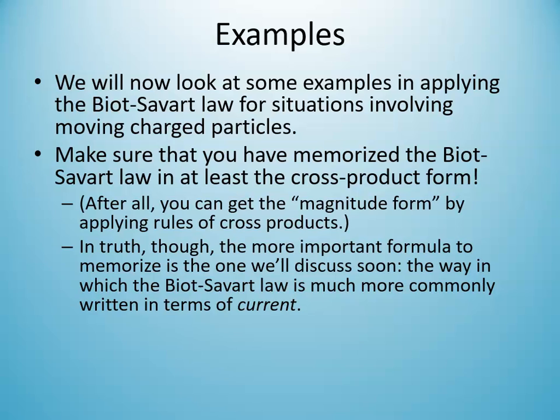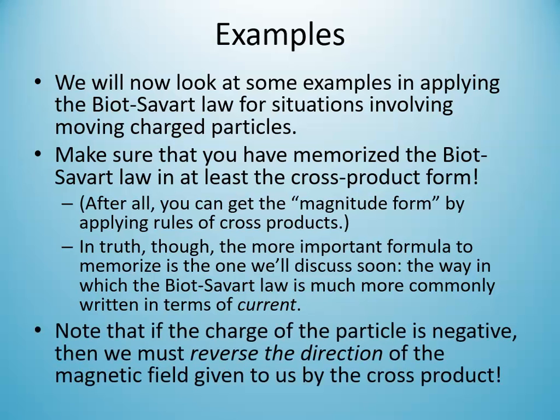Understanding it's a 1 over r squared law helps, and remembering that back with Gauss's law and Coulomb's law, we had a factor of 1 over 4 pi epsilon naught that we called k. Well, now the factor out front is mu naught in the numerator, this time over 4 pi, and we have a qv sine theta in the numerator as well.